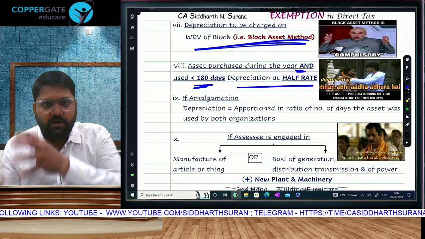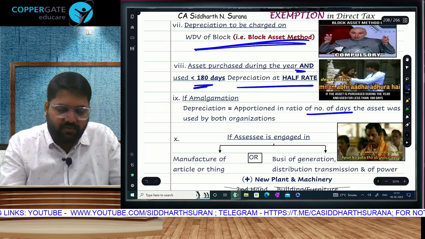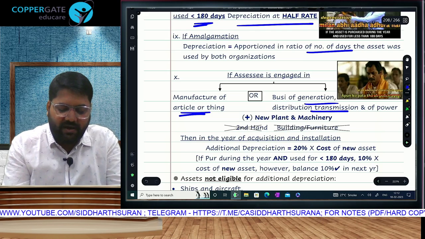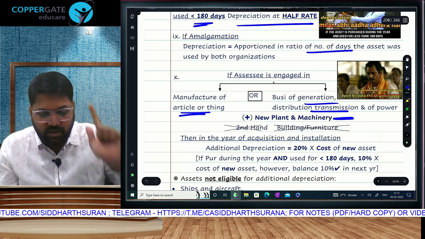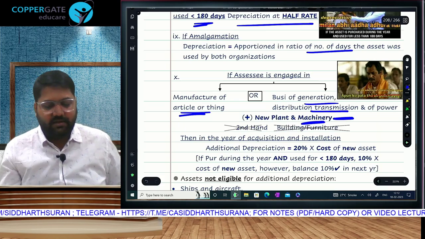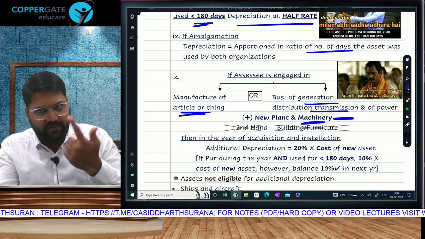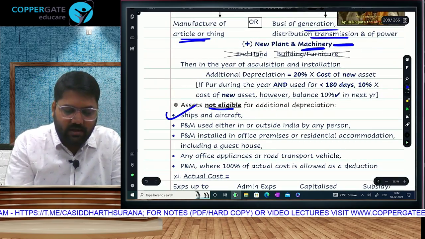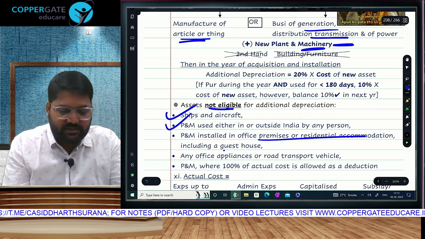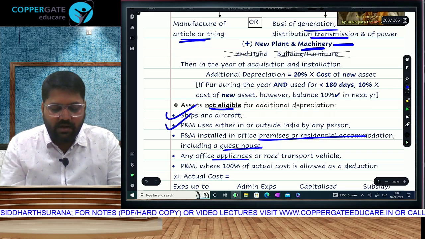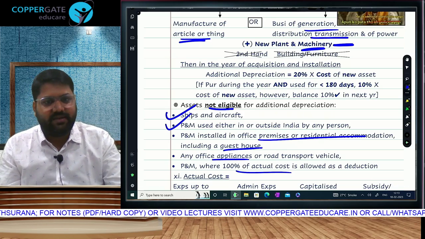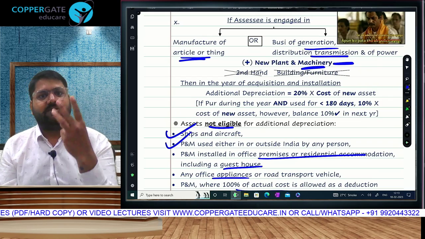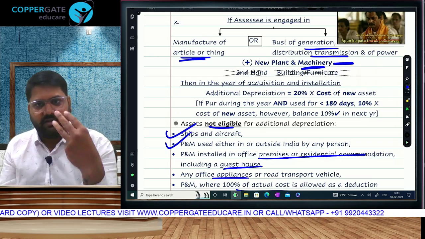Amalgamation, of course, has taken place. So, between the predecessor and the successor, in the ratio of number of days. Then, if the assessee is engaged in any manufacture or distribution of power and has acquired new plant and machinery, subject to cases that some assets are not eligible, like ships and aircraft, second hand plant and machinery, any office appliances or those installed in a residential house, or where 100% of cost is allowed as a deduction under scientific research or any other section, those are ineligible. So effectively, manufacturer, plant and machinery, new, eligible.